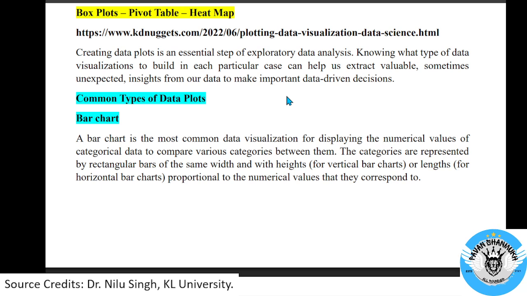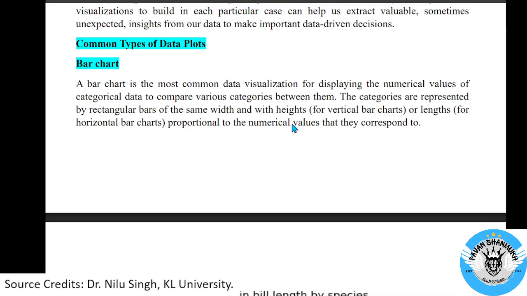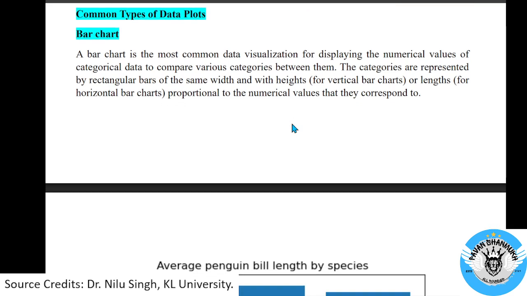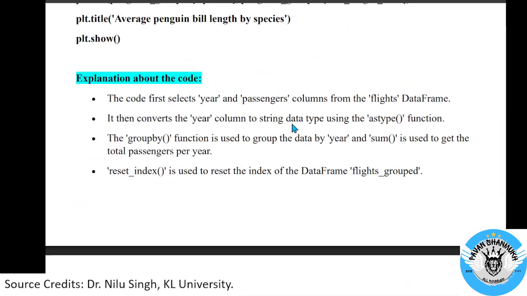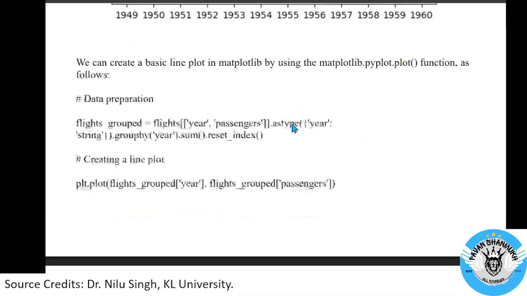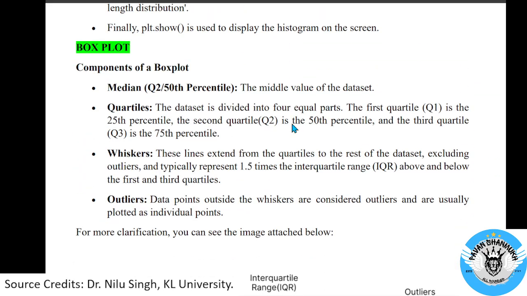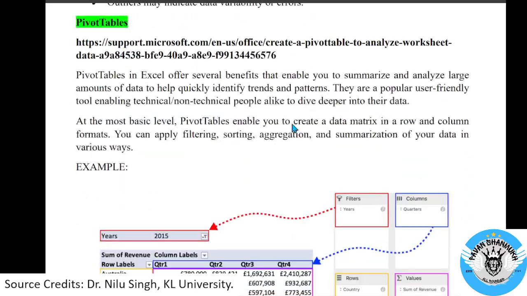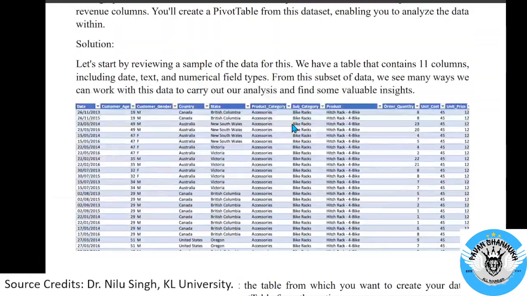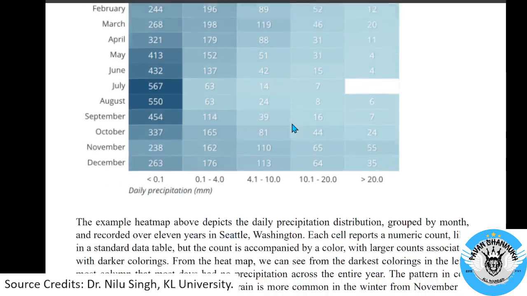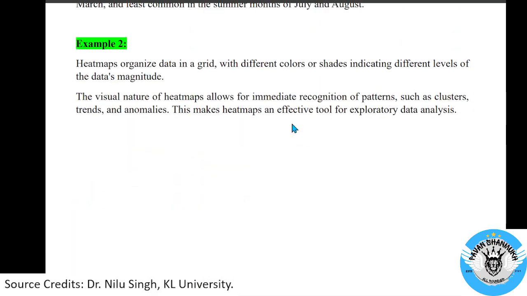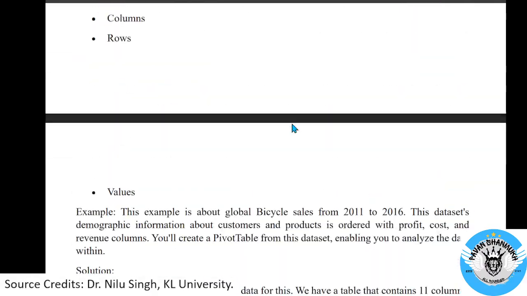Yes. So here you can observe that there are some common types of data plots. Among them we are going to discuss the bar chart, line chart, as well as scatter plots. Then we come to the box plots, then pivot tables. So it's going to be a very interesting one. We will go up to heat maps.